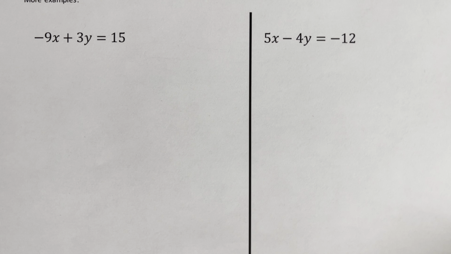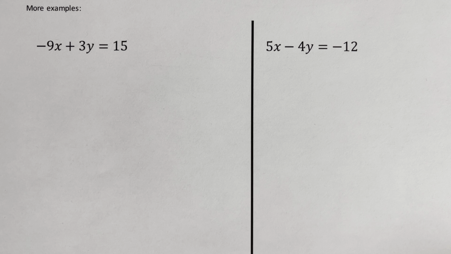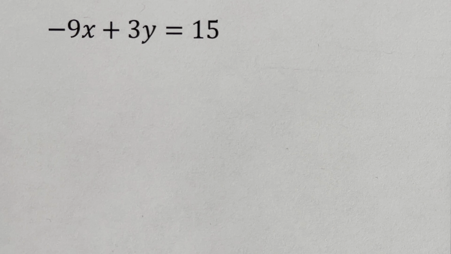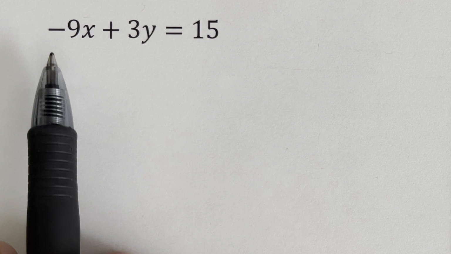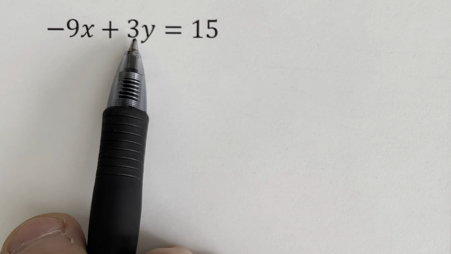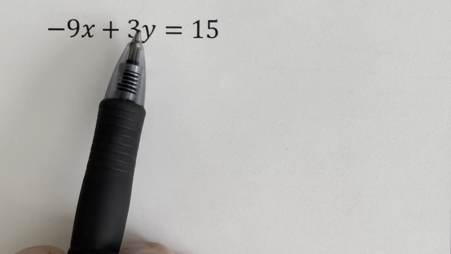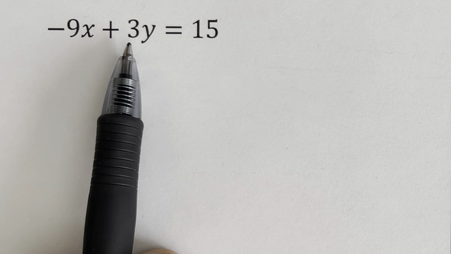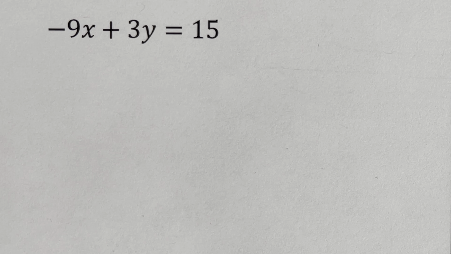So we are given 9x plus 3y is equal to 15. Again, our target is to isolate y by itself on one side, so we can have it in the form y equals mx plus b, or slope-intercept form. In this case we have -9x plus 3y equals 15. On the left side we want the y only, but as you can see here, we have the 3 and the -9x. So that means we need to get rid of them.